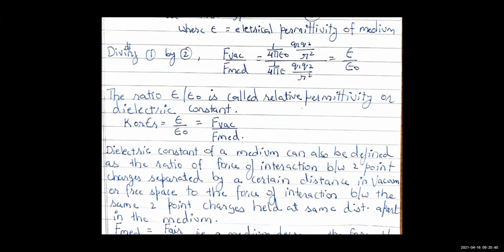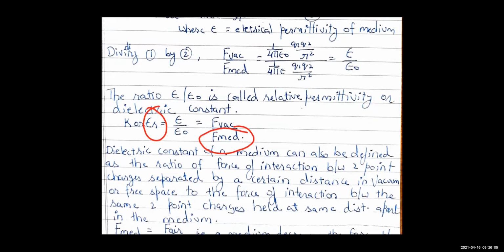What we have done from this, we have made F vacuum. From this we have made F medium the subject of the formula. So you will have F vacuum upon epsilon R. Okay, so this is your definition for the dielectric constant of a medium.